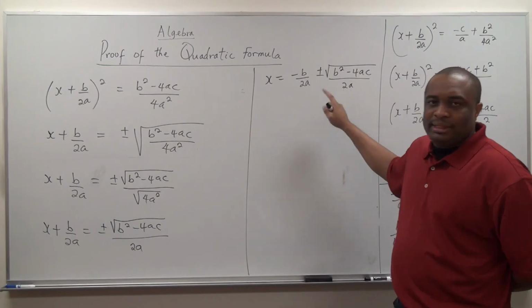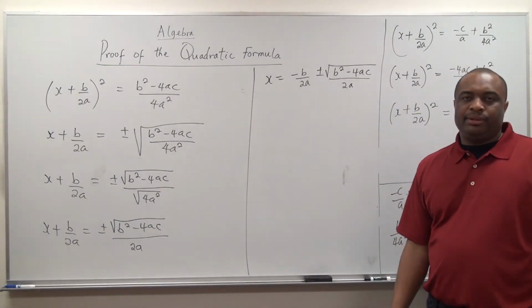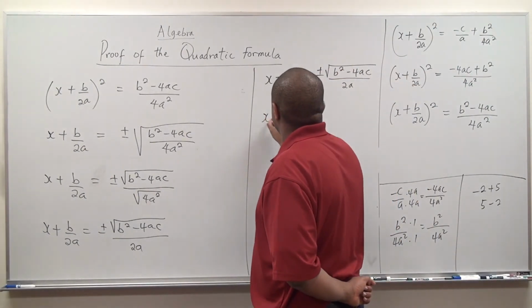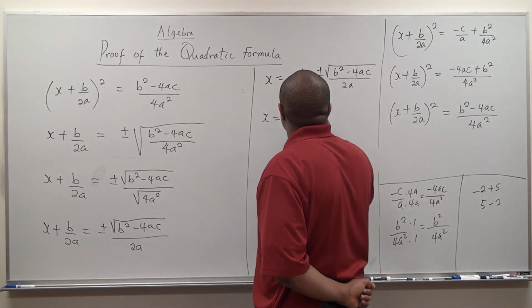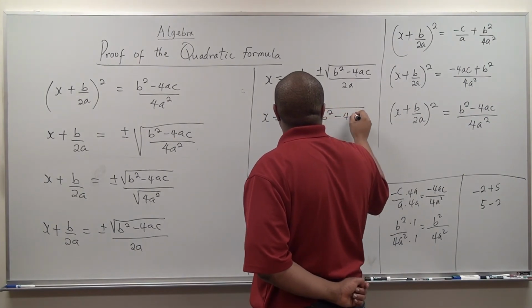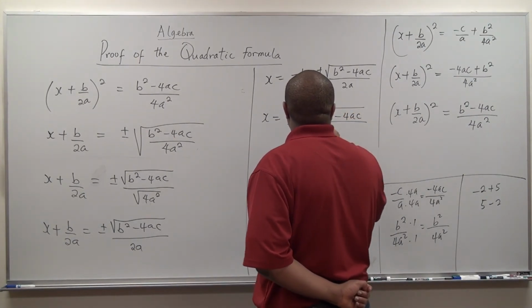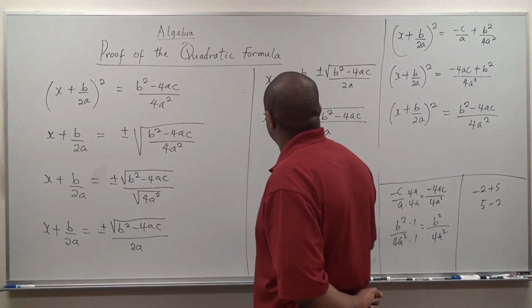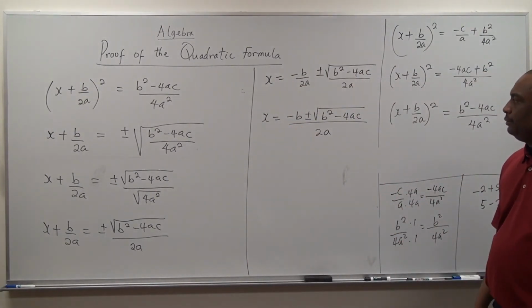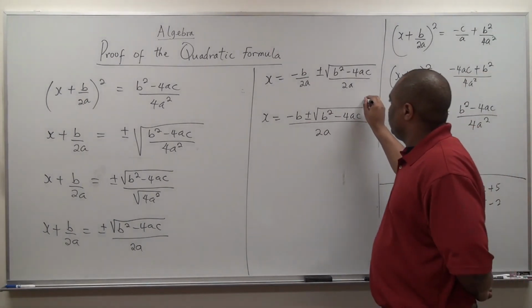So you see, they have the same denominator. So put them together. So x will be negative b plus or minus square root of b squared minus 4ac all over 2a. Okay? And that becomes your answer.